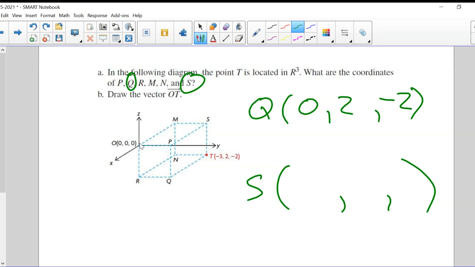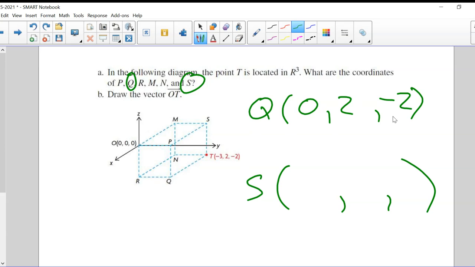To get to Q, I need to go down along the z-axis. So that means that -2 makes sense. I need to go across on the y-axis. So that +2 makes sense. But I'm not actually moving along the x-axis at all. So 0, 2, -2 makes perfect sense. Okay? And Ariana is saying she was looking at the wrong thing. Yeah, probably. Okay, all right.